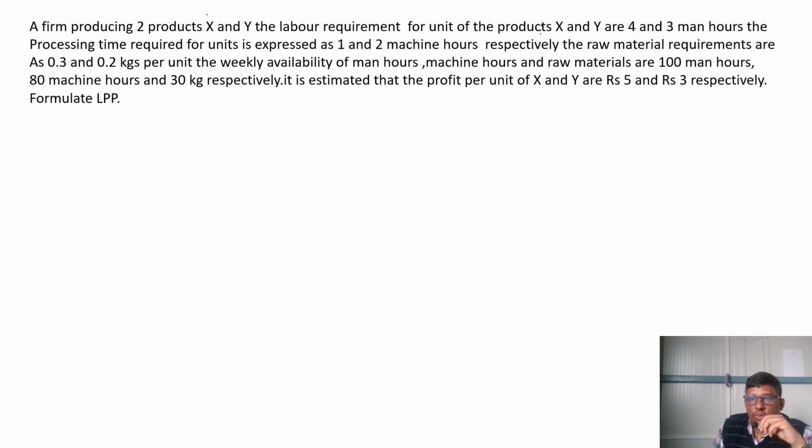So here we have to identify the proper objective function, the decision variables, and the constraint equations. Coming to the statements, the first statement says a firm is producing two products, X and Y. These two products are going to become our decision variables. So I will write the first statement here for the decision variables.